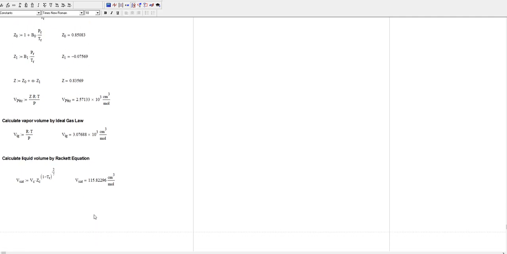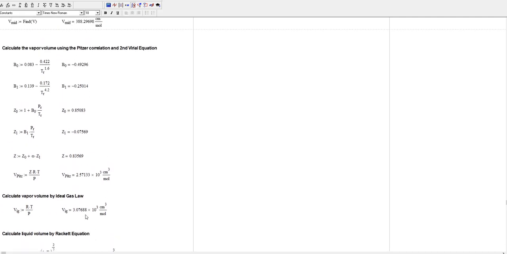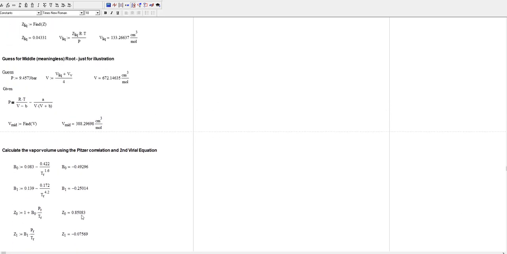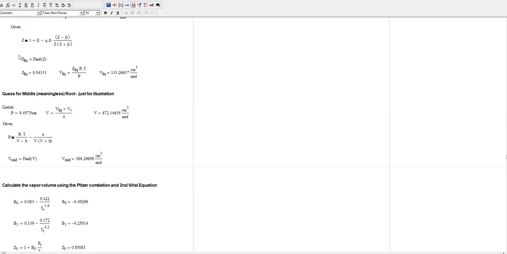I will also give you a quiz where I give you the same kind of problem and ask you to solve for the molar volumes using the MathCad solver function. So that is a summary of two useful ways that you can solve for these things.